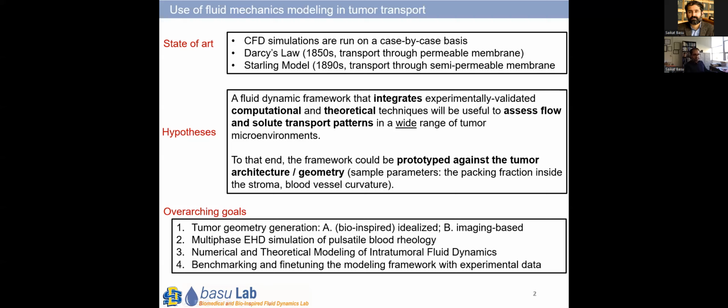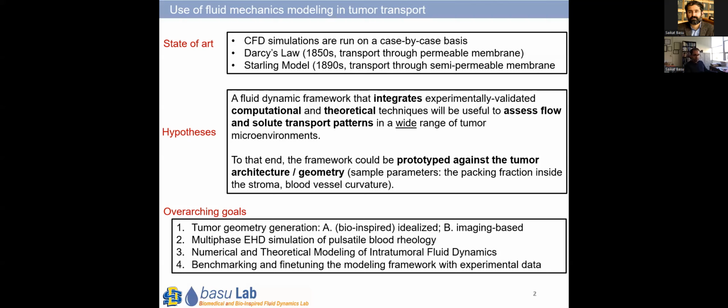So often we see in literature the use of mean continuum transport frameworks like Darcy's law for permeable membranes and the Starling model for semi-permeable membranes. But these two techniques date back to the 1850s and 1890s respectively. And that brings us to the two main hypothesis points.